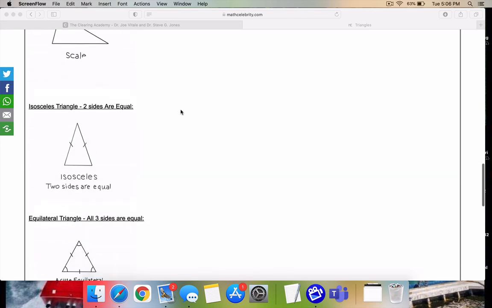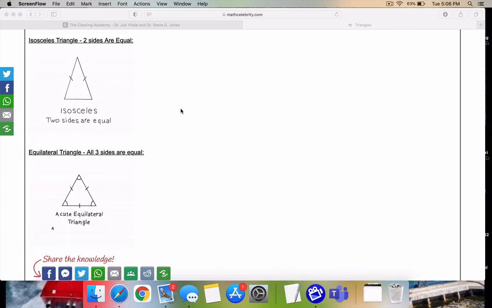Next, we go on to an isosceles triangle. Now, we've got another video about this, but I just wanted to cover this quickly. An isosceles triangle has 2 sides that are equal, as denoted by these little tick marks here.